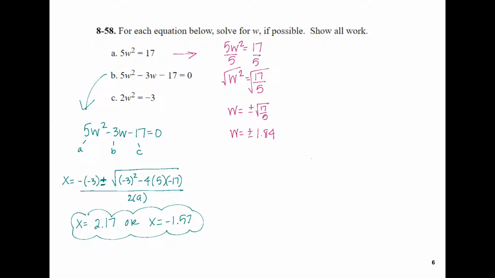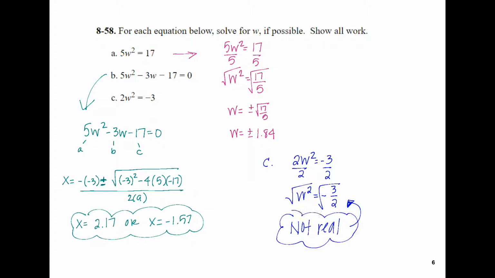Looking at letter C, we have 2w squared equals negative 3. The first thing that I want to do is isolate my variables, so I get w squared is equal to negative 3 over 2. The inverse of squaring something is square rooting it, so I get this is not a real solution because we have a negative underneath the radical, and we're finished.